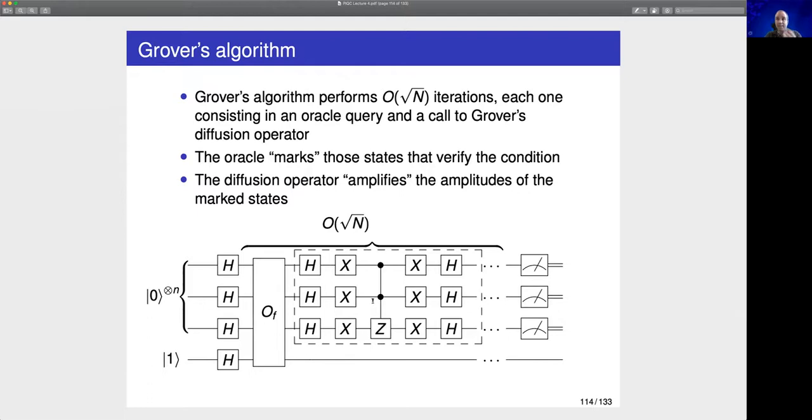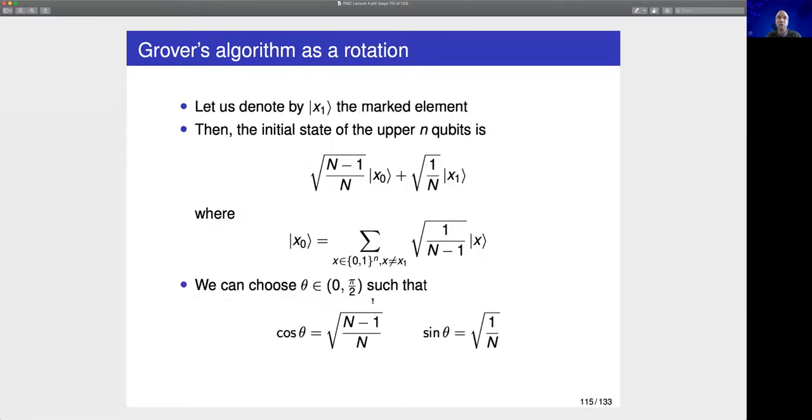But the idea is that even algebraically, you can show that the operation that we are doing here is in fact a rotation. And we are going to compute what the angle of rotation is and how it helps us in determining the number of times that we need to repeat this operation of the oracle and the diffusion operator.